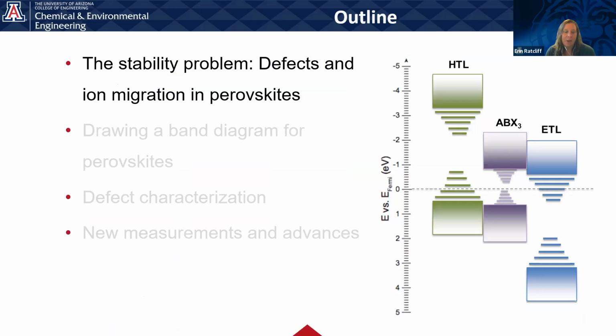So with that ask, I'm going to go ahead and get started. I like to try and have an outline just to keep myself on task here. What I really wanted to do is frame the discussion a little bit about the ideas of defects and eventually ion migration that we know is a major problem in metal halide perovskites.